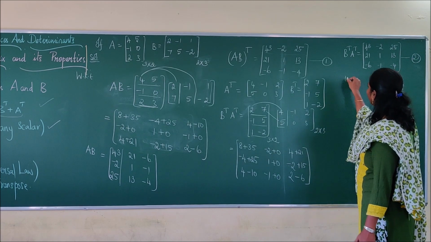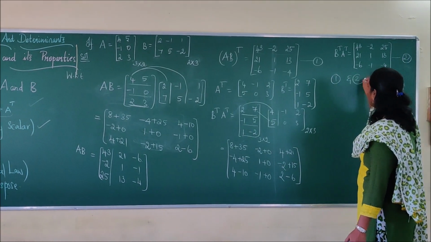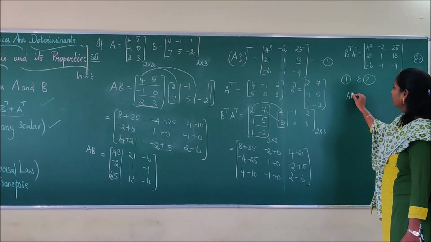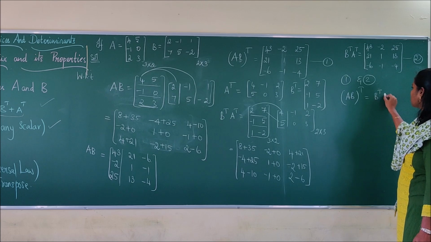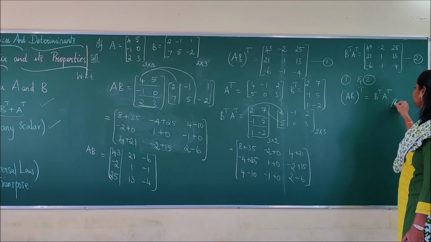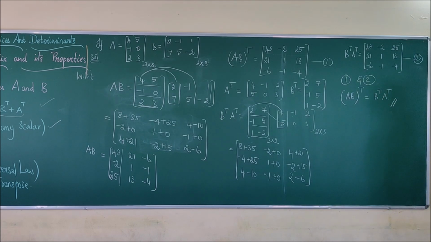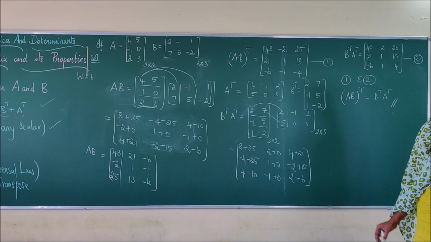From 1 and 2, we can conclude AB, the whole transpose is nothing but B transpose into A transpose. So finally, we have proved all 4 properties of transpose of a matrix.